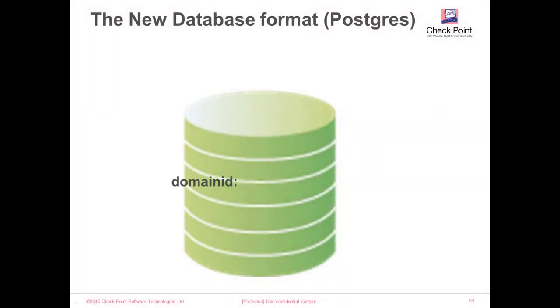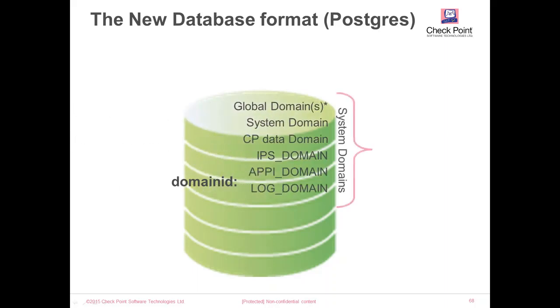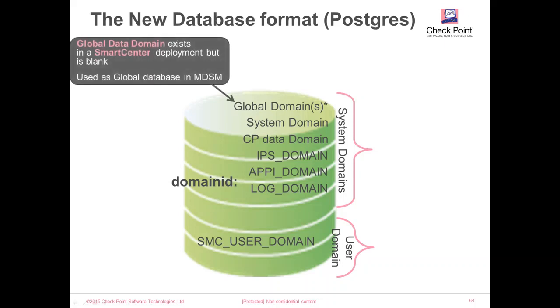In R80, we have a new database format. Everything is divided with something called domain IDs. So the database is structured in different domain IDs. It should not be confused with domains in multi-domain. So in the database, we have different system domains separated with different domain IDs. For example, global domains, CP data domains, IPS domains, API domains, log domains, etc. And then we have user domains separated into different user domain databases.